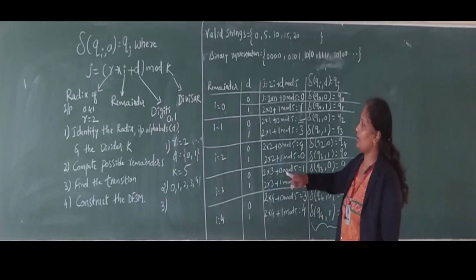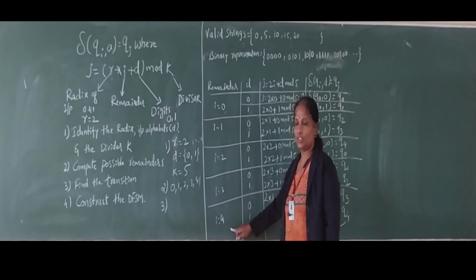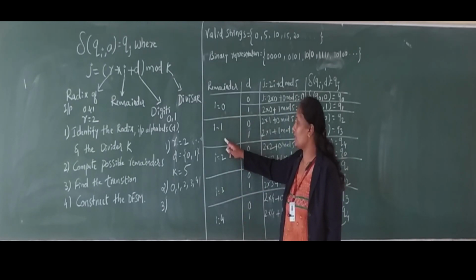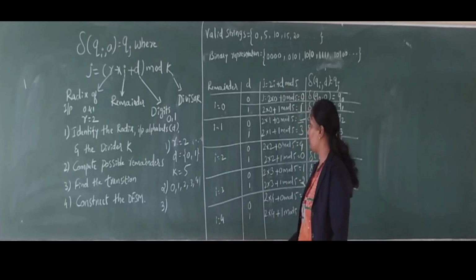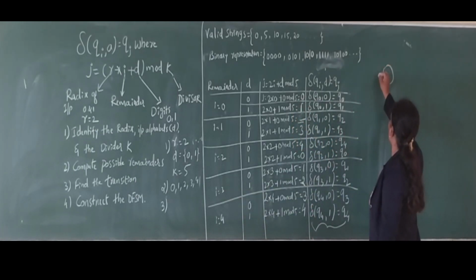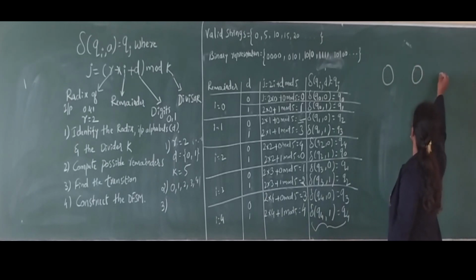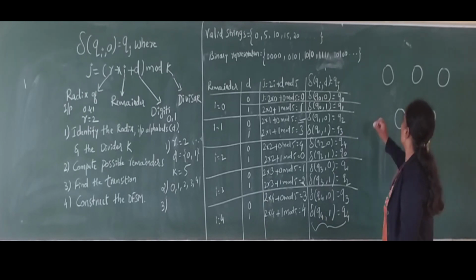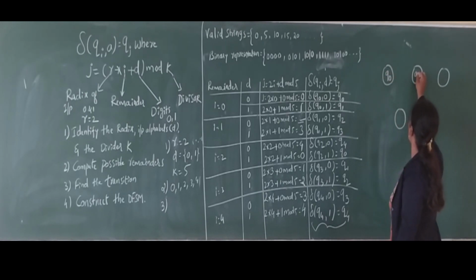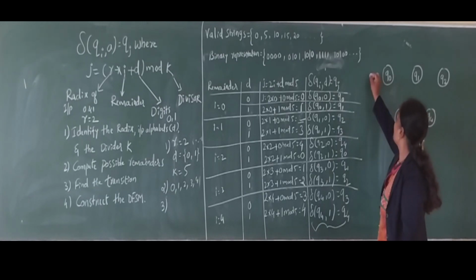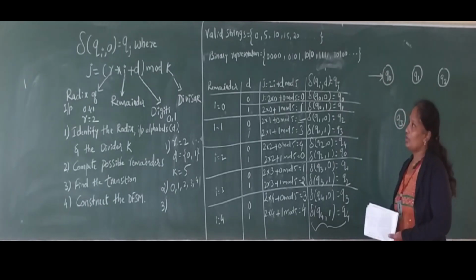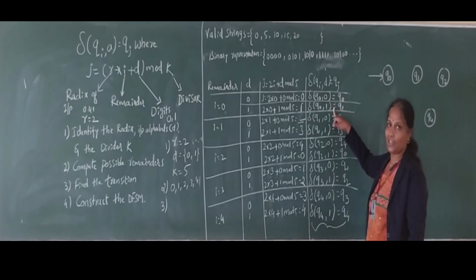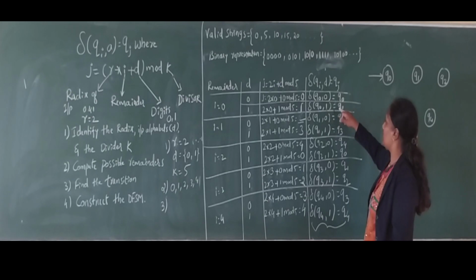Next thing is I should draw the DFSM. So how many states will I get? 1, 2, 3, 4, 5 states, which starts from 0: Q0 state, Q1 state, Q2 state, Q3 and Q4. So I'll write Q0, Q1, Q2, Q3, Q4 states. So this is my start state. Next, I should show the transitions between these states.